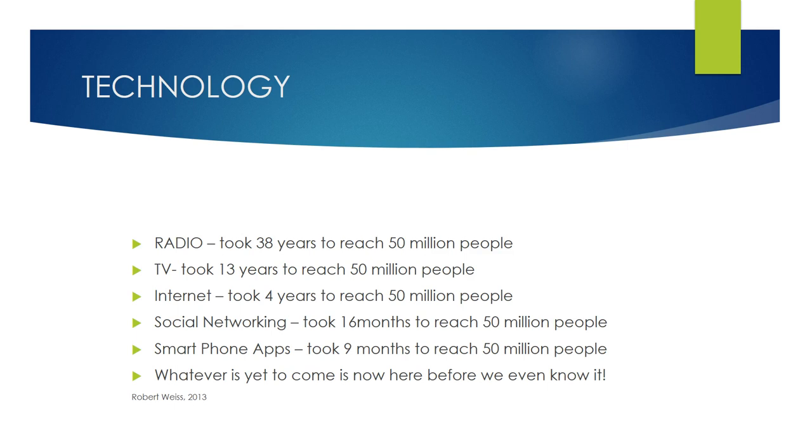But I think the piece we really need to pay attention to is that the internet took 4 years to reach 50 million people. Social networking took 16 months to reach 50 million people. Smartphone apps took 9 months to reach 50 million people. And whatever is yet to come is now here before we even know it. So things are changing all the time, and it's reaching many, many people at a really fast pace.